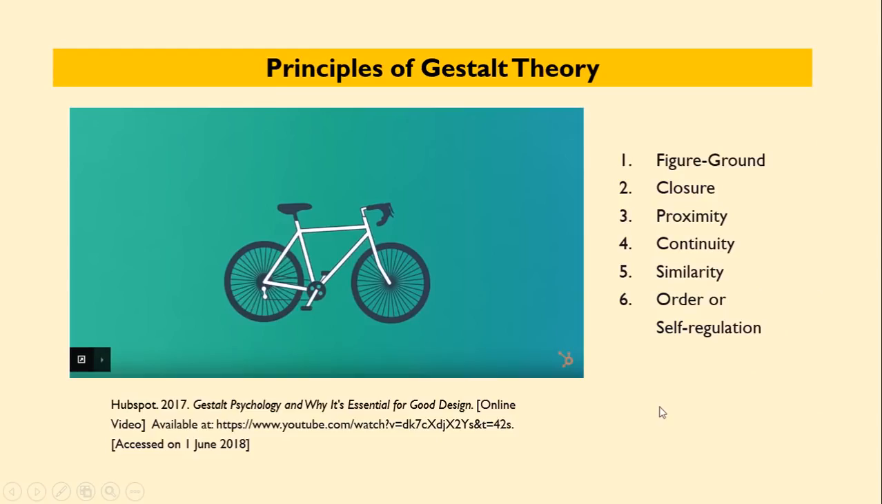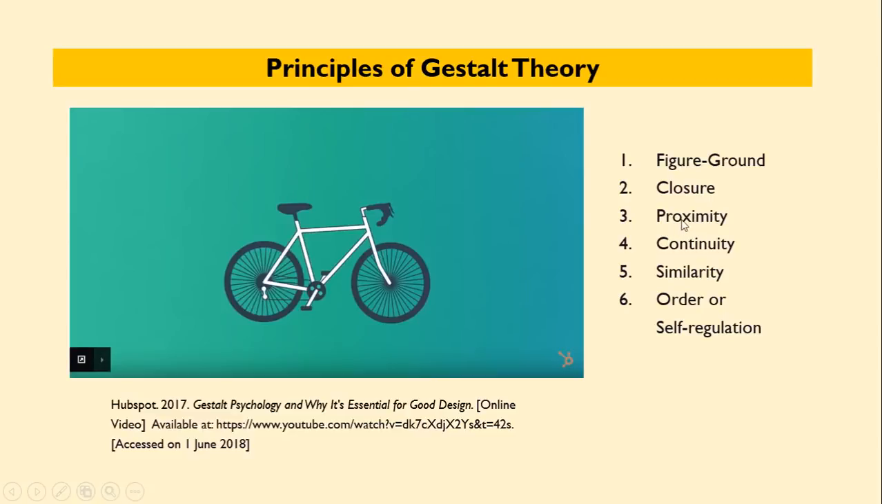So, let us review the 6 principles in Gestalt: figure-ground, closure, proximity, continuity, similarity, and order. Figure-ground, again, is the ability to see what's in front and what's at the back, or the ability to see the main idea from the supporting characters or the supporting ideas. Closure is the ability to complete missing information on your own. So kind of like, you can see the shape of the light bulb in the hand in the previous slides.